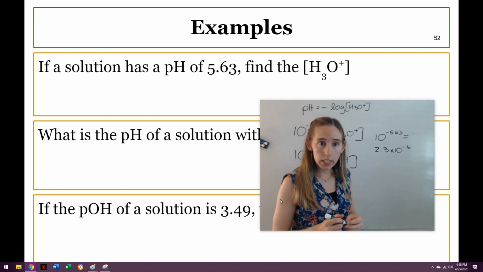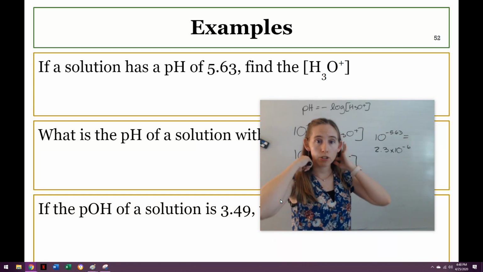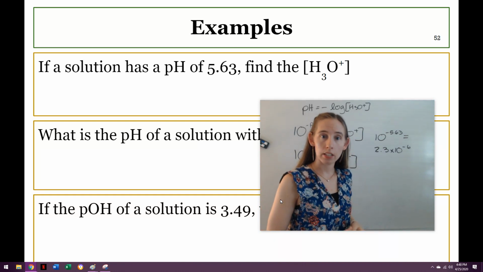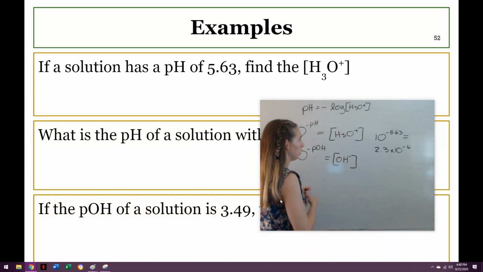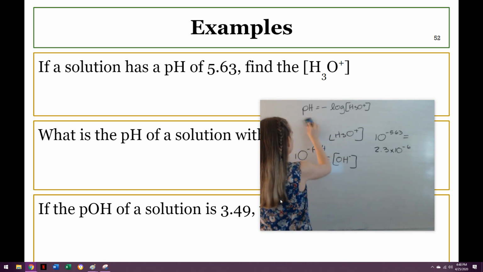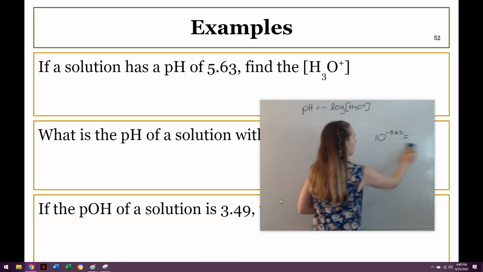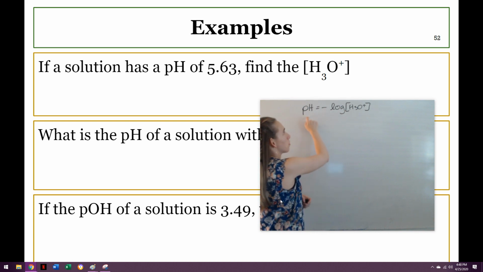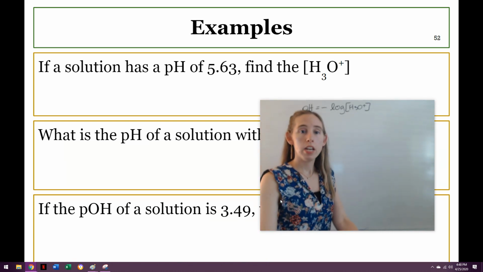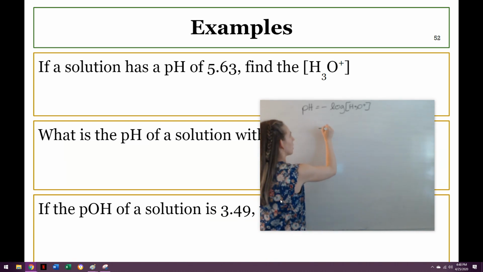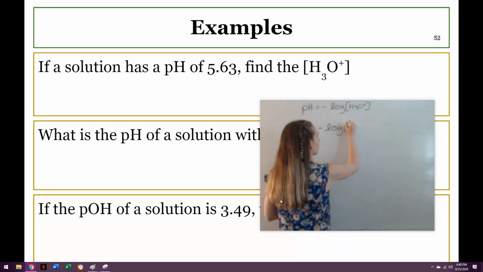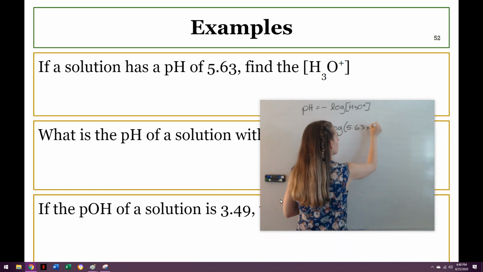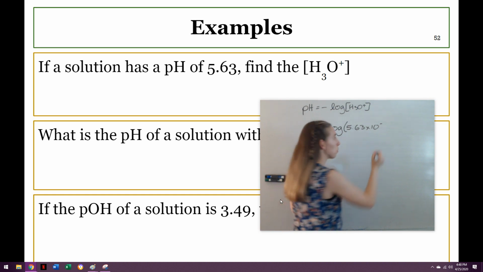Next one. What is the pH of a solution with H3O of 5.63 times 10 to the negative 4? Well, now since we are given our H3O and we're asked for pH, plug it into this equation. So you have negative log, I'll write it out, negative log of 5.63 times 10 to the negative 4.